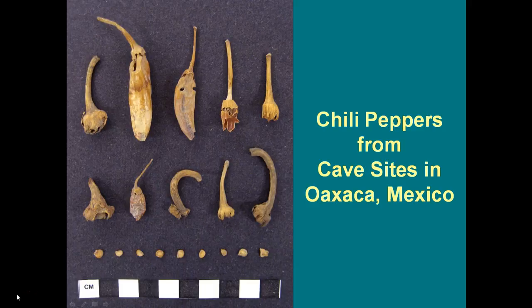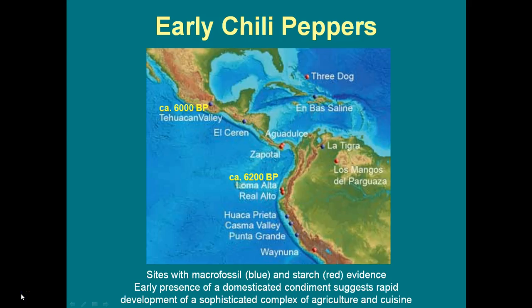A study that integrated both macrofossil and newly collected starch evidence suggests the early presence of this domesticated condiment, because it's not something that is the center of the meal, but it's something that's used to make all other foods better. And it suggests the rapid development of a very sophisticated complex of not just growing crops, but a cuisine, a way of integrating these different food plants into different types of foods. So chili peppers were domesticated as early as 6200 BP in coastal Ecuador and as early as 6000 BP in central Mexico.